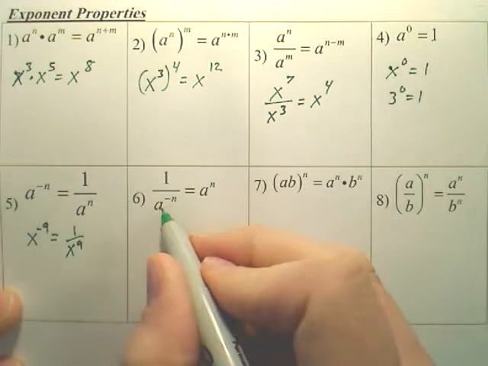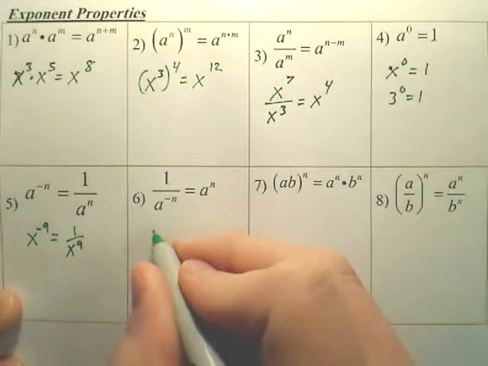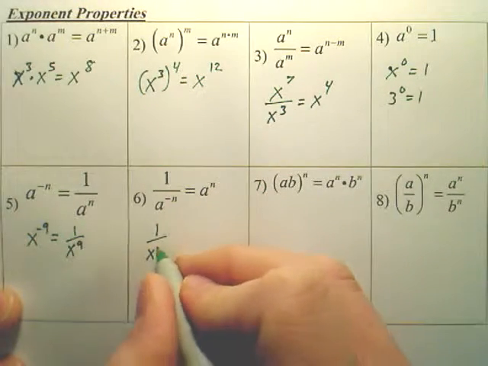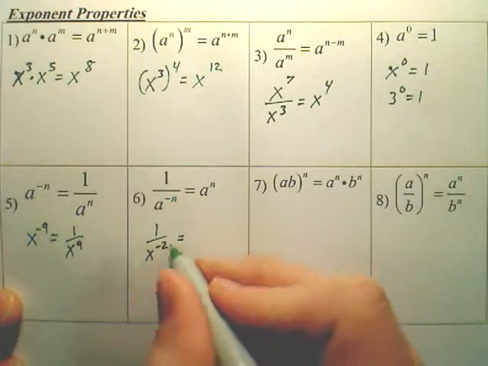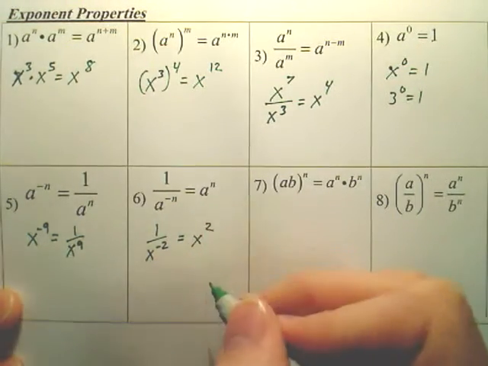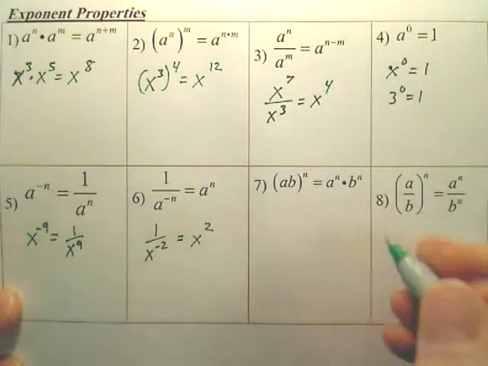For this one, if the negative power is on the bottom, it goes to the top. So if you have 1 over x to the negative 2nd, we don't want the negative power on the bottom, so it jumps to the top, leaving you x squared. Now, could I put x squared over 1? Yeah, but why? That's x squared.